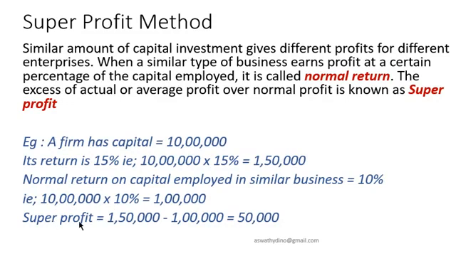So super profit is equal to, see here, firm A got 1,50,000 as their profit, 15%. So 1,50,000 minus the normal profit of 1 lakh, the super profit is 50,000 rupees.